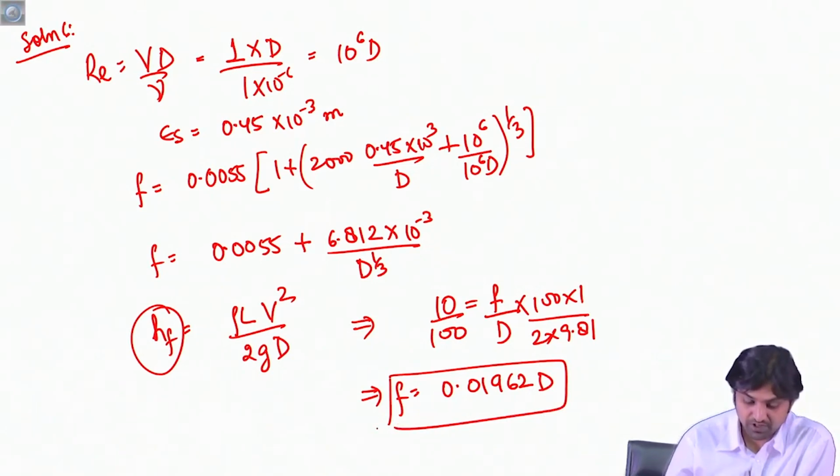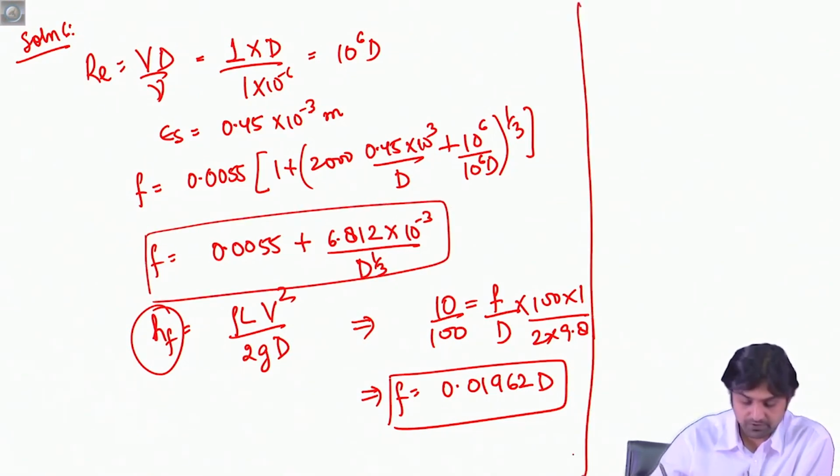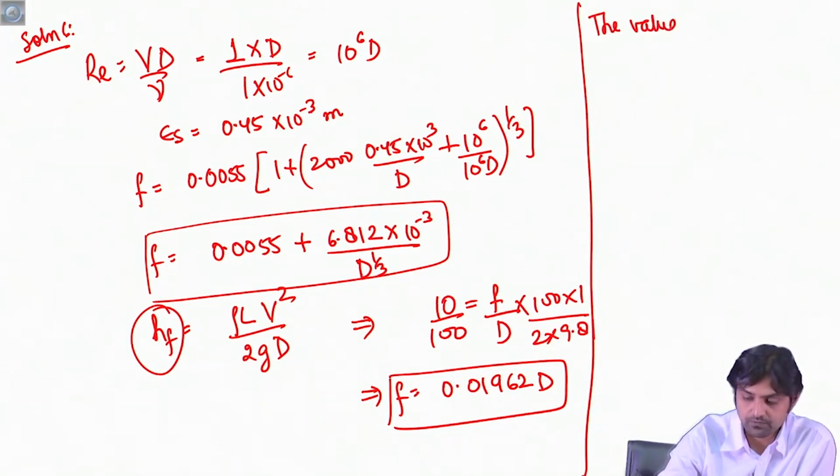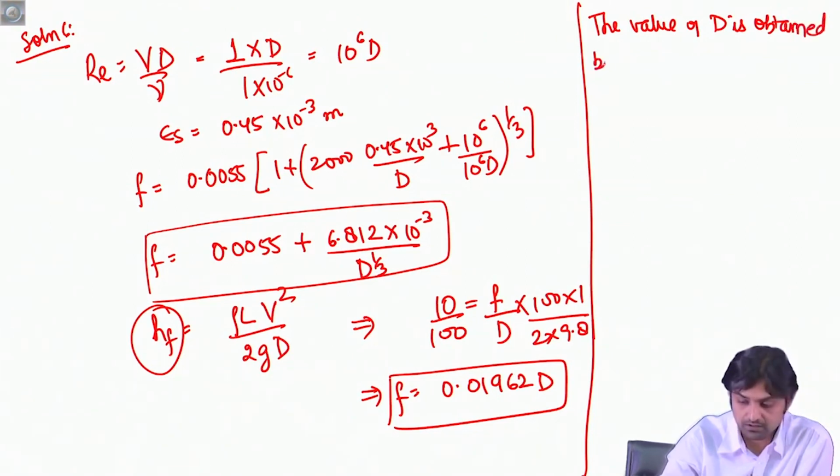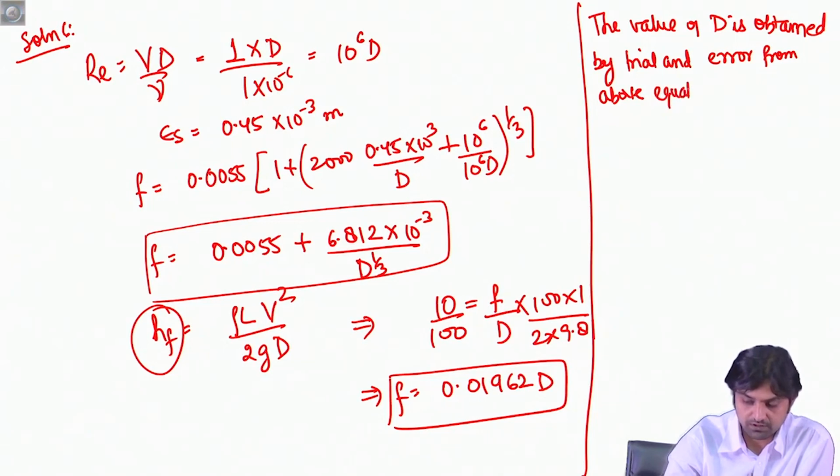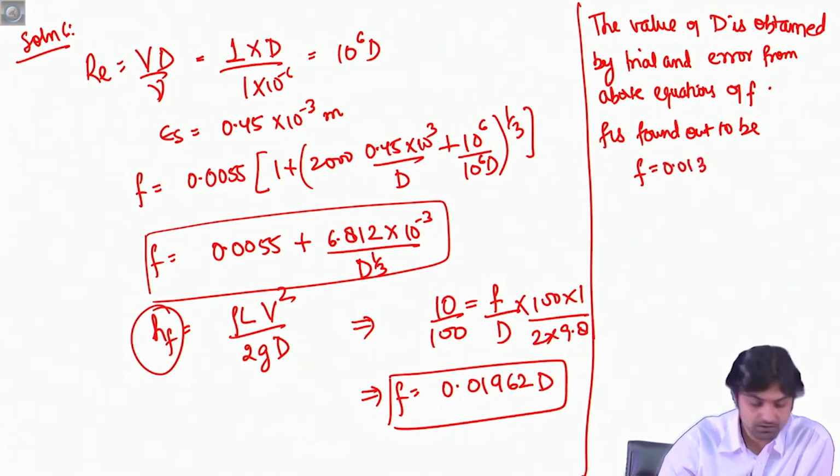All right. So we have two equations of f. So the value of d is obtained by trial and error from the above equations of f. Okay, and f is found out to be 0.0133 and corresponding d comes out to be 0.678 meters.